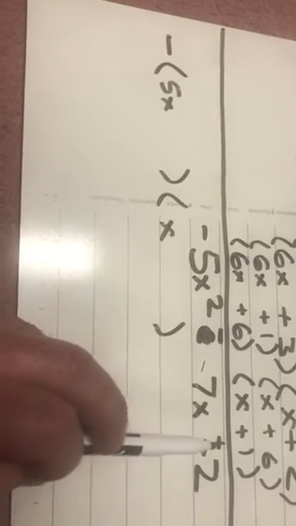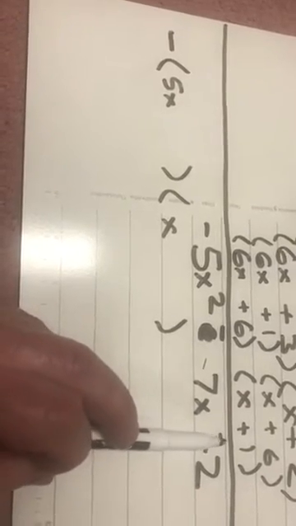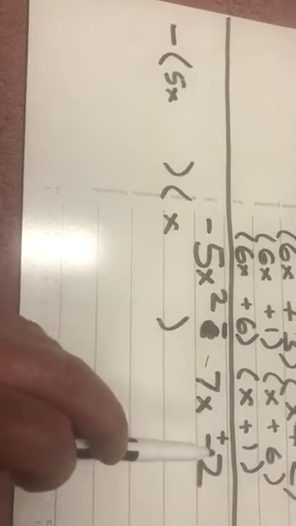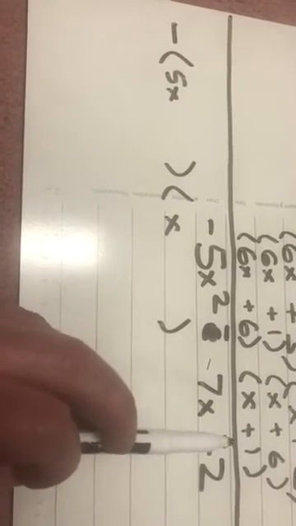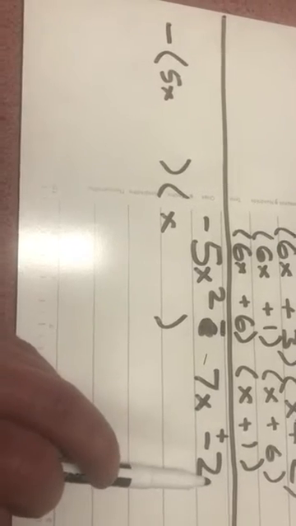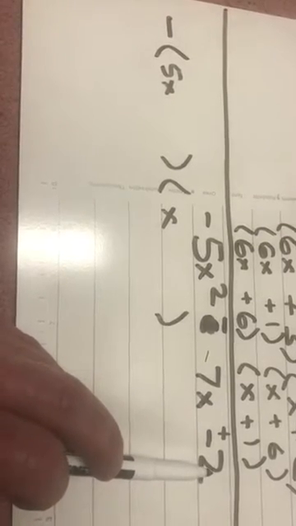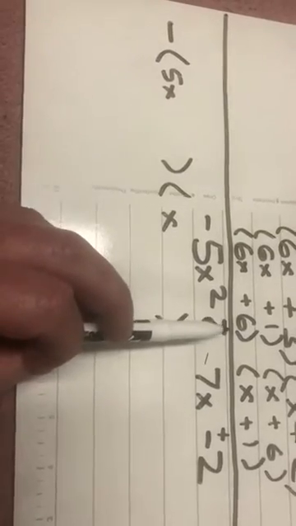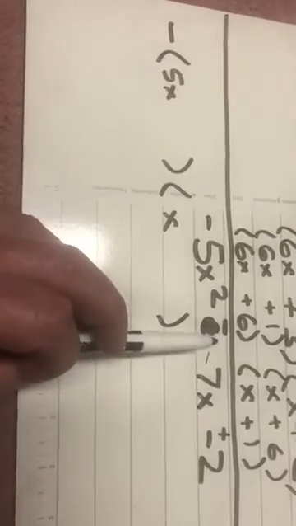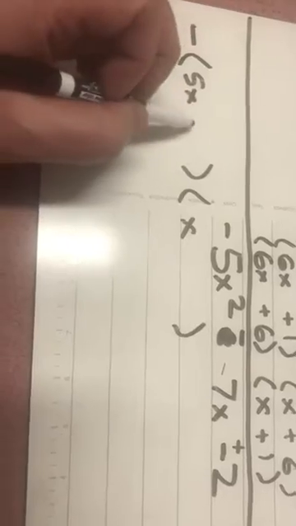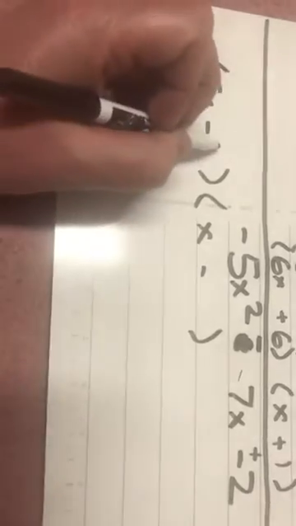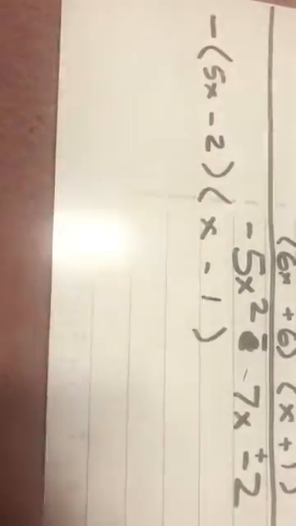have to be two negatives, because the only way I'm going to get a positive 2 is by either doing a positive 2 times a positive 1 or a negative 2 times a negative 1. I either have to have two positives or two negatives. And the only way when I do the outer and the inner that it's going to end up as a negative 7 is if I do two negative numbers. So we know it has to equal a positive 2. So let's try negative 2, negative 1.